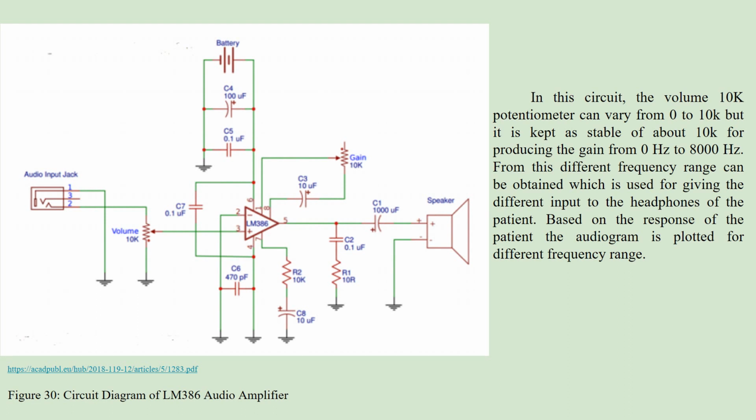In this page, we can see the last part before the signal goes through the speaker, and it's an amplifier. There is a circuit diagram of the LM386 audio amplifier. In this circuit, the volume 10K potentiometer can vary from 0 to 10K, but it is kept stable at about 10K for producing the gain from 0 Hz to 8000 Hz. From this, different frequency ranges can be obtained, which are used for giving different inputs to the headphones of the patient. Based on the response of the patient, the audiogram is plotted for the different frequency ranges.